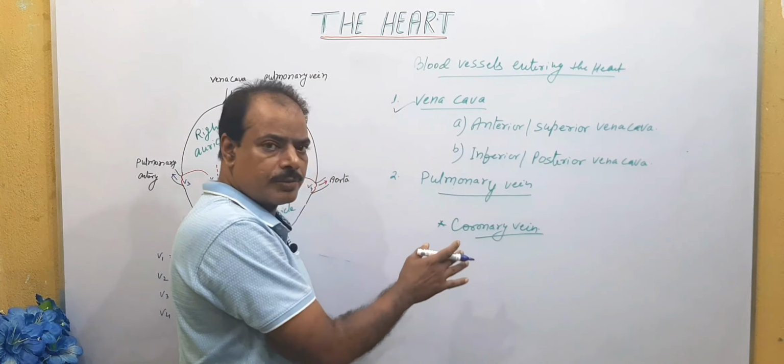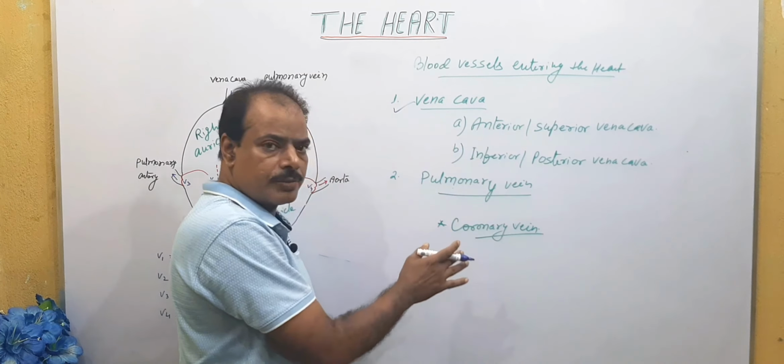Blood vessels leaving the heart. First one is aorta. Aorta is the largest artery which carries oxygenated blood to different parts of the body after branching and rebranching. So aorta is again divided into two branches.